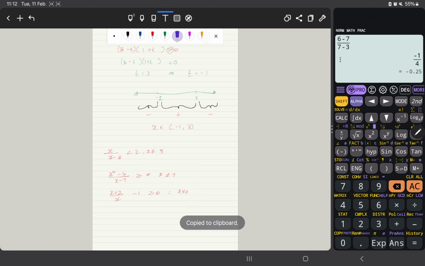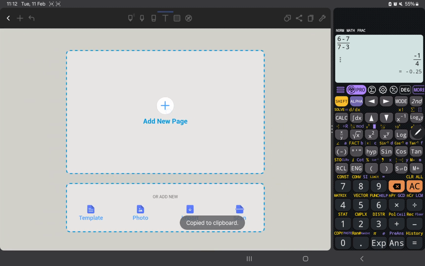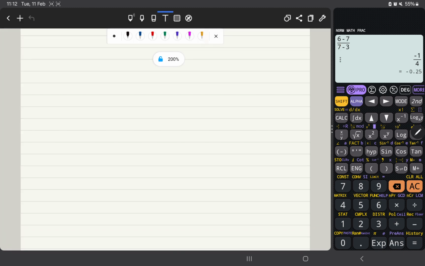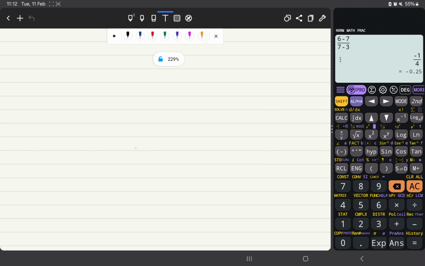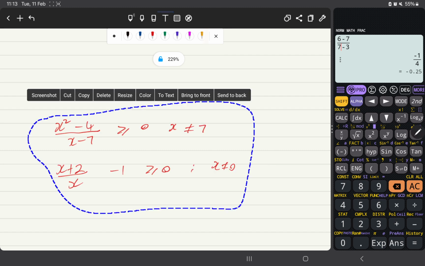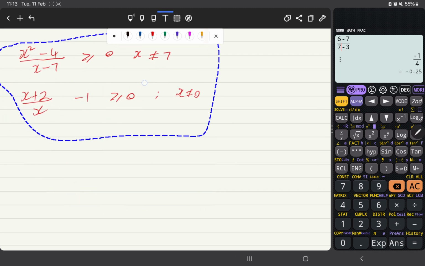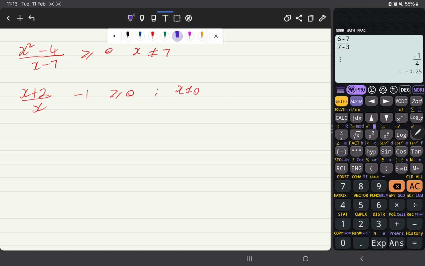Let's see with these examples how far we can go. So I'll just say maybe this is 1 and this is 2. Let's do number 1. So number 1, of course, we see that x can never be 7, because at 7 we have a denominator of 0.